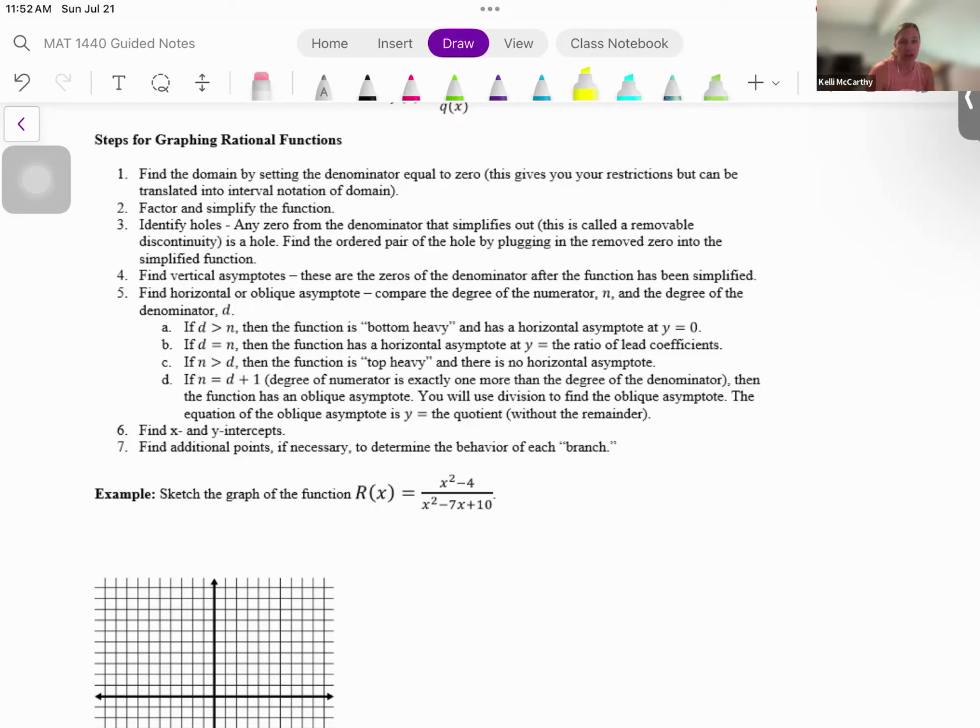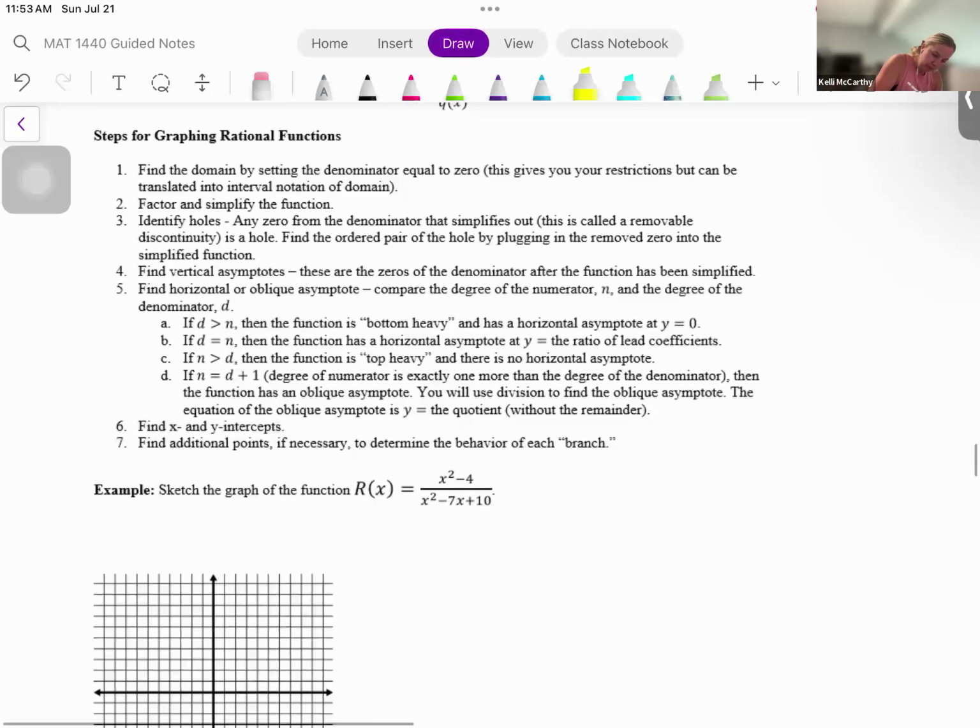Once you've simplified, you're going to identify any holes. A hole is a 0 from the denominator that simplifies out. This is called a removable discontinuity. To find the ordered pair of the hole, you plug the value of that removed 0 back into the simplified function to find that ordered pair.